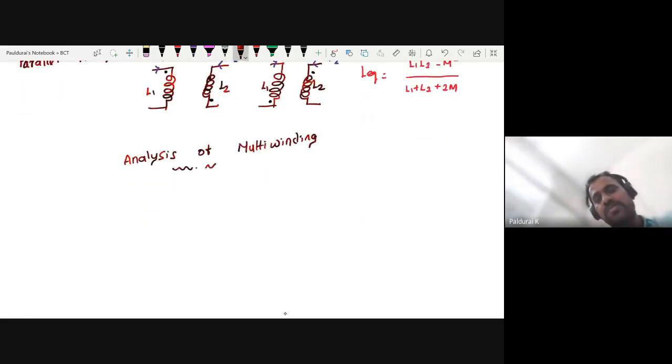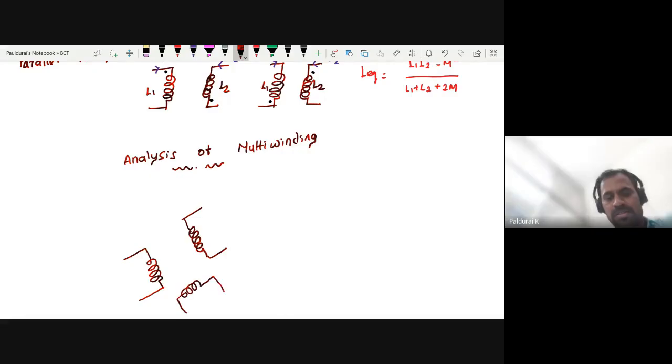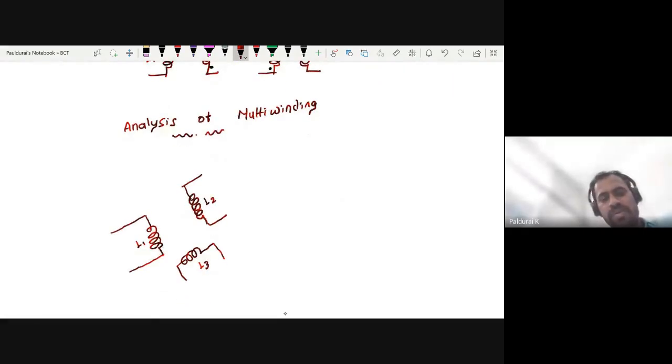Let me take this scenario. This time I want to take three coils. I want to couple three coils, namely L1, L2, L3. As usual, here you will apply V1 plus minus. Here you will apply V2 plus minus. Here you will apply V3 plus minus. Okay, so obviously you want to look for dot.